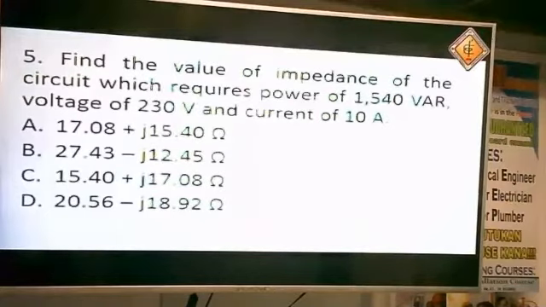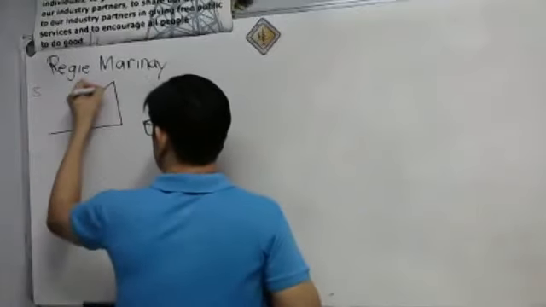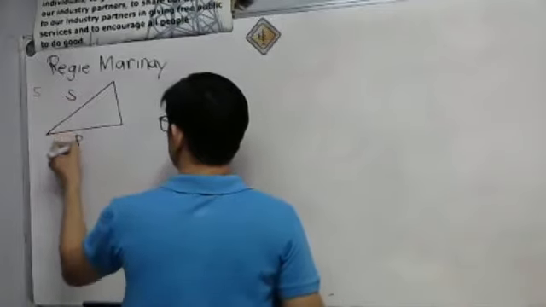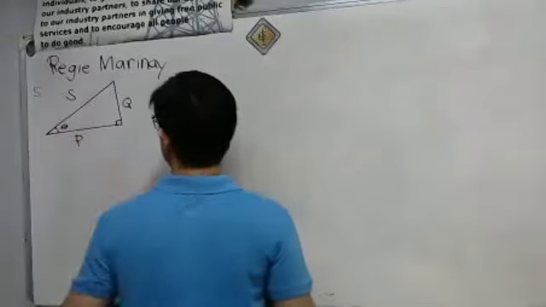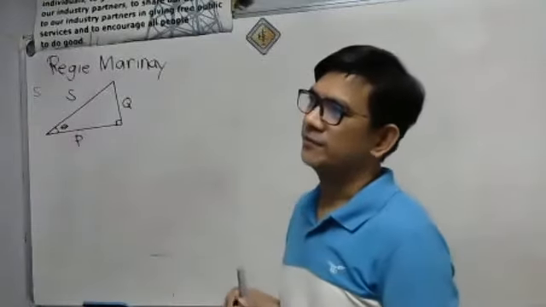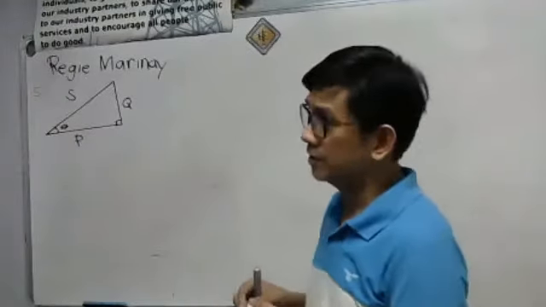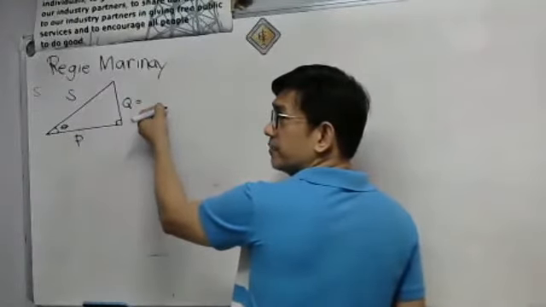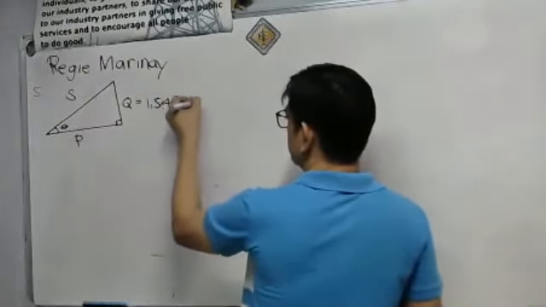Here we are going to consider the power triangle. Let us draw the power triangle. So this is the power triangle. This is our S, P, and Q, and this is our angle theta. Find the impedance of the circuit which requires power. We are given the reactive power Q that is 1,540 vars.